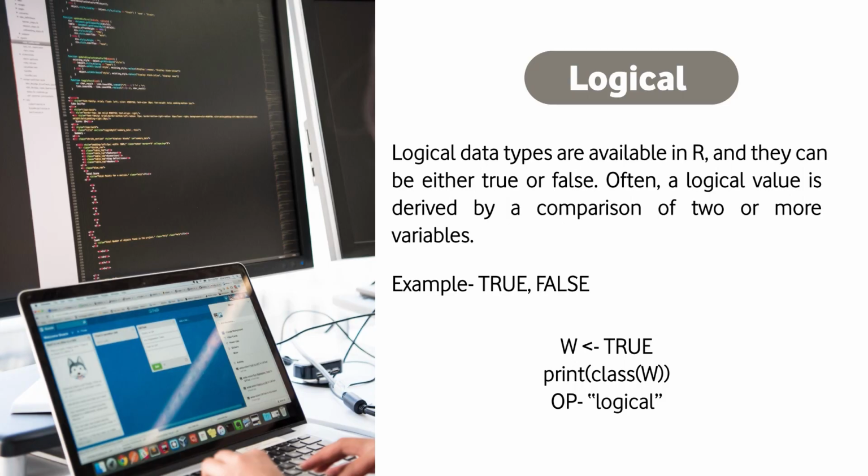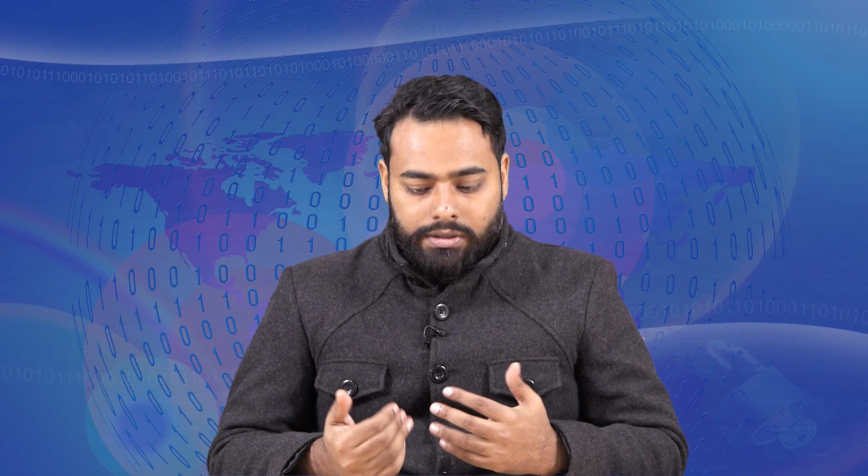Now the true value is assigned to the W variable, and if you want to know what the data type of W is, you can simply write print(class(W)). It will print the class of W, which is logical. In a similar way you can do it for every other data type as well.